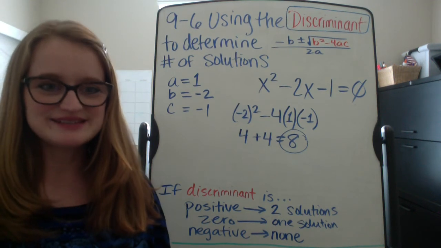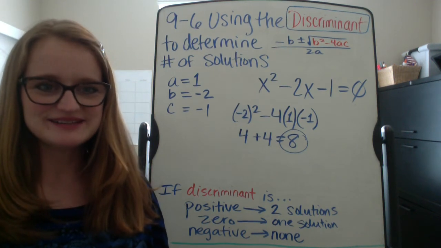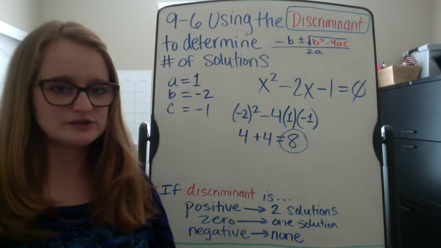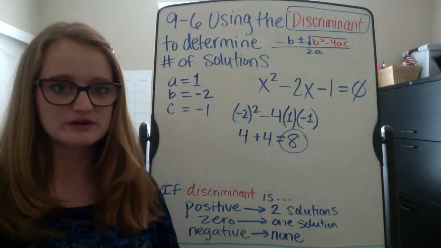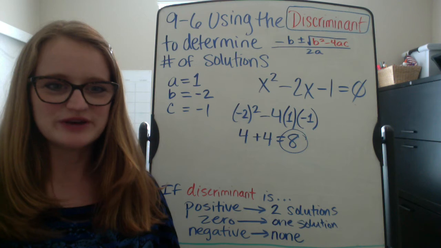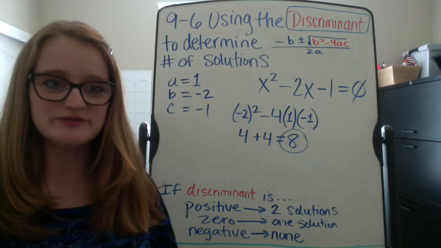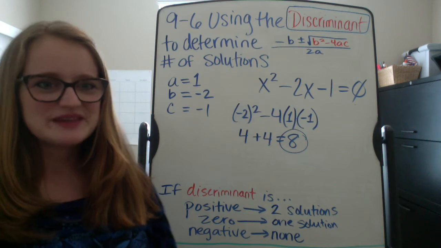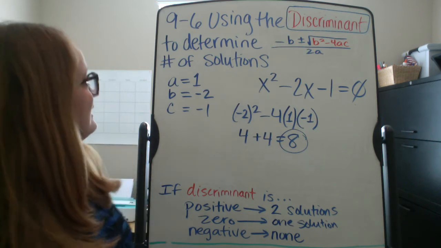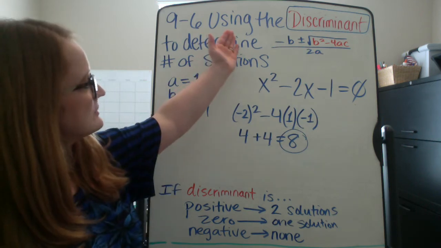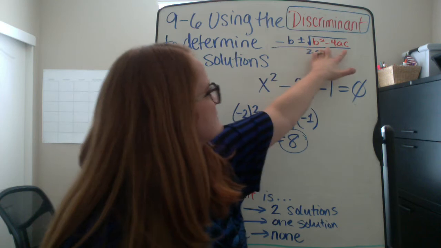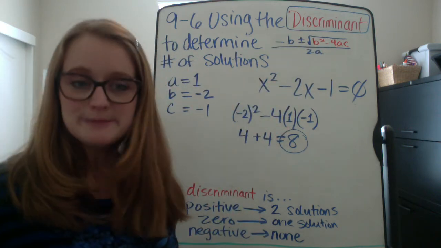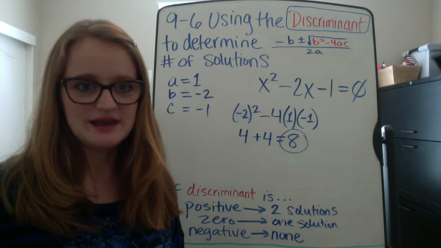Hi guys, so in this lesson, this is 9-6, using the discriminant to determine the number of solutions. This is kind of another part to using the quadratic formula, because the discriminant formula is within the quadratic formula. So I have highlighted it in red. The discriminant is actually just this little piece right here, everything that's inside that square root. So the b squared minus 4ac.